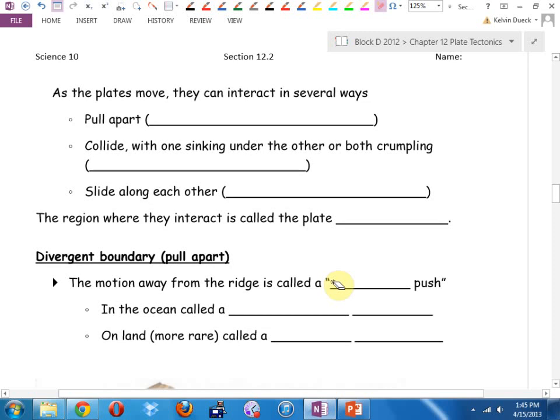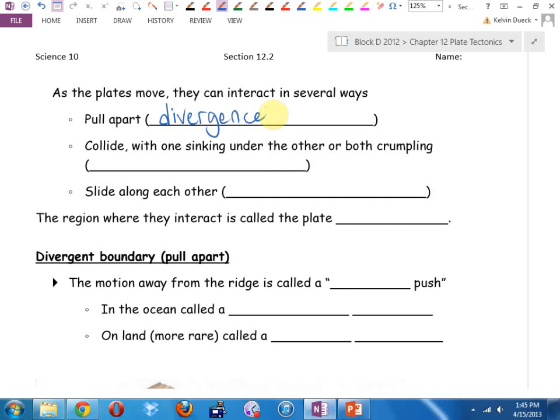As the plates move, they can interact in several ways. Turn the page. Okay. First thing we can do is pull apart. The fancy word for that is called divergence. This is the term we'll use on your test. Divergent plates are areas where two tectonic plates are being pulled apart by the convection currents.